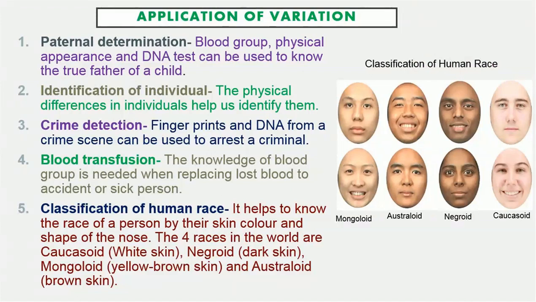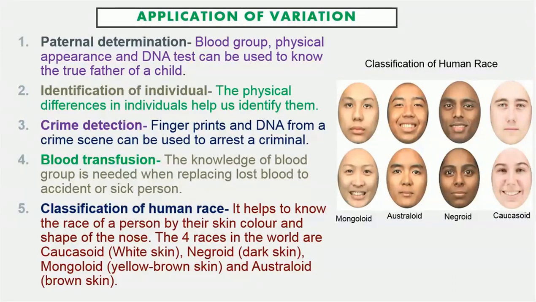Let's look at the applications of variation. Here we have 5 applications of variation. Number 1 is paternal determination. Blood group, physical appearance, and DNA tests can be used to know the true father of a child. If there is a dispute between two fathers claiming to own the same son or daughter, blood group and DNA tests can be used to determine who owns the child. And of course, physical appearance, the one that has the same shape of eyes, nose, or looks like the child, can also be considered.